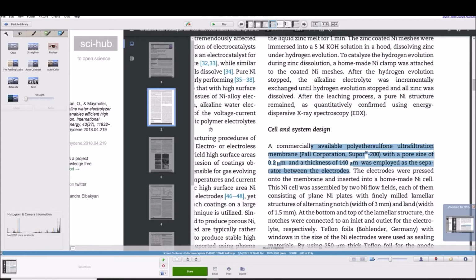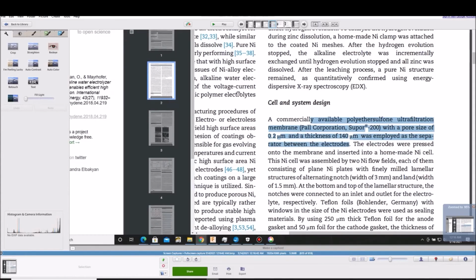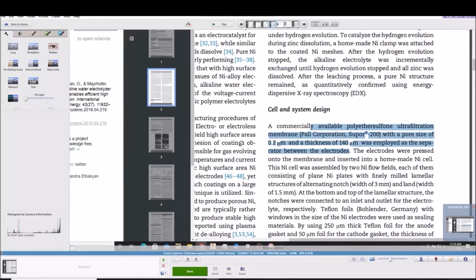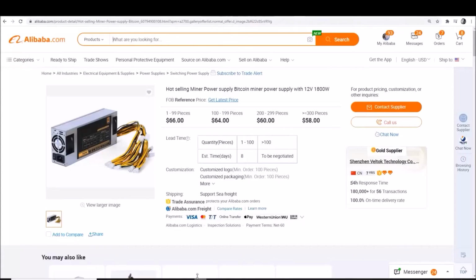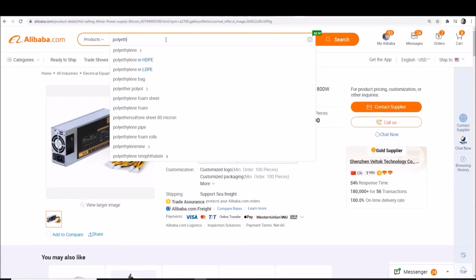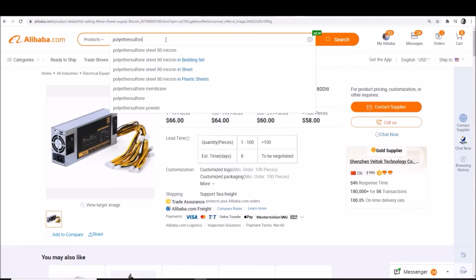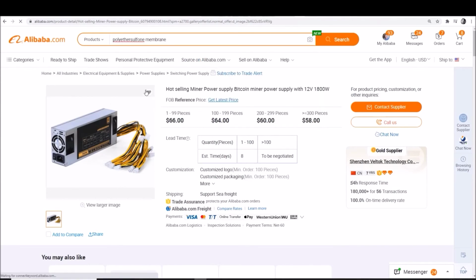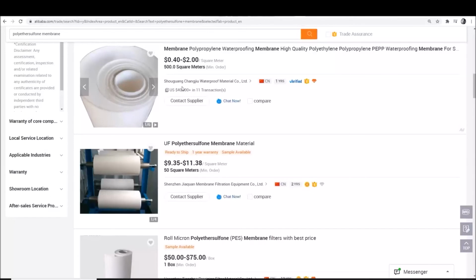What we've found is the polyether sulfone ultrafiltration membrane, which has been used on electrolyzers before successfully. There was an experimental electrolyzer built in this paper here, and they actually use these. And what's great about this is that, since we're doing the COTS system, you can actually buy the polyether sulfone membrane, and it's a commercially available product, and it actually performs very well.